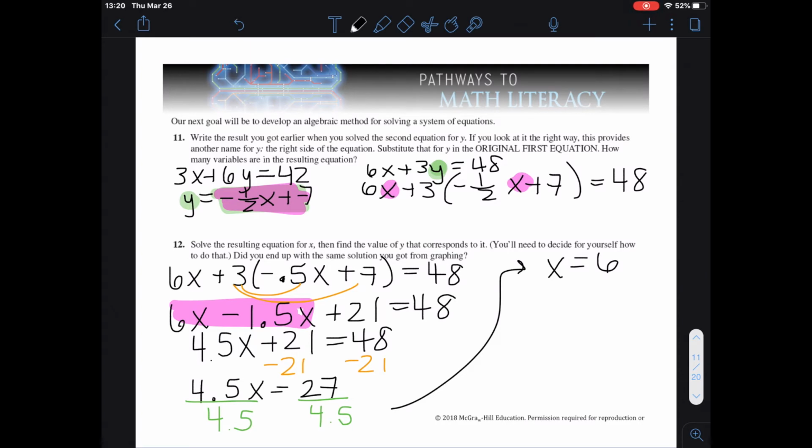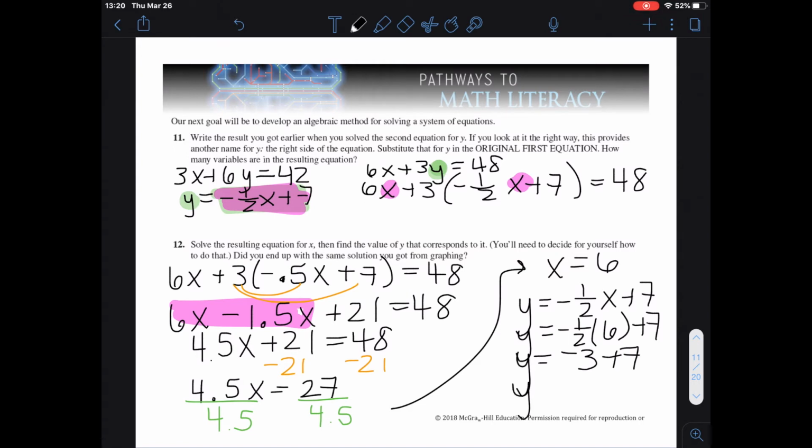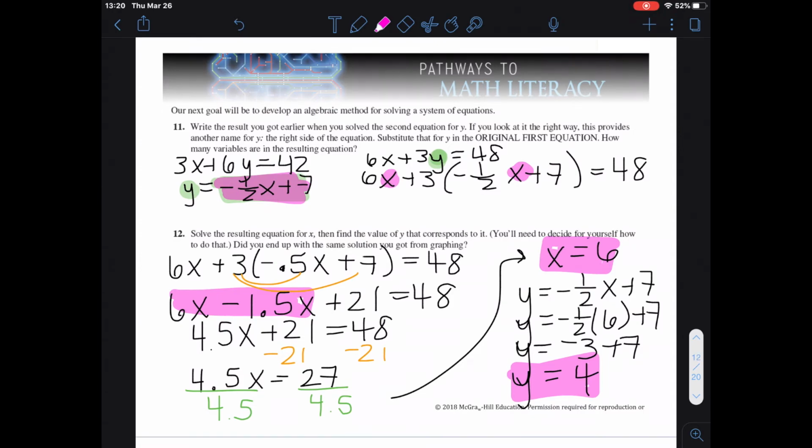And now the y value is negative 1/2 x plus 7. So y is going to equal negative 1/2 times 6 plus 7. So that's y equals negative 3 plus 7. And we still get the same solution. So it still works out. You get x to be 6 and you get y to be 4. So same solution, but you didn't have to go through graphing or creating a table. We're able to solve it algebraically.